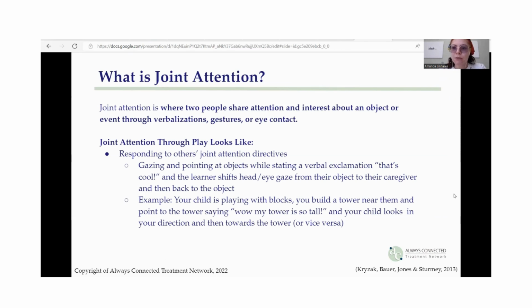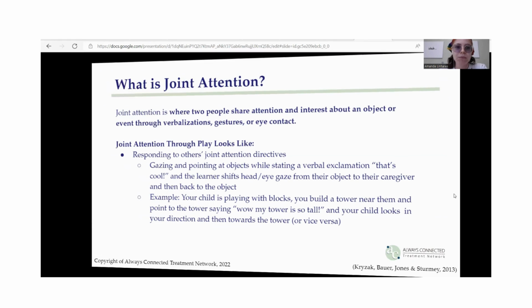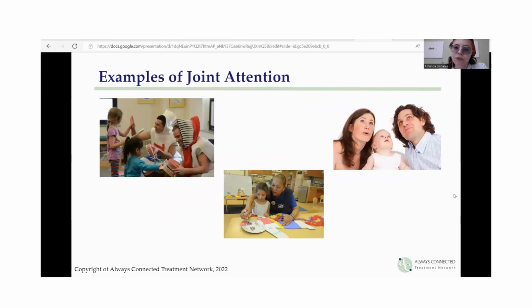There's no specific way for joint attention. It could be the learner looking at you and then looking at the tower, or looking at the tower and then you. So here are some pictures of some examples of what joint attention can look like.